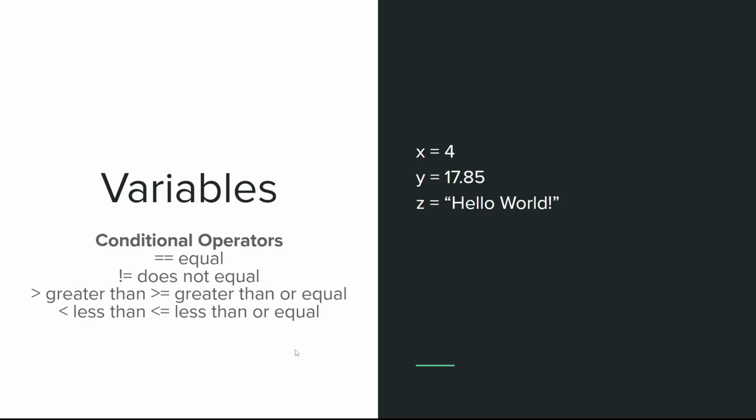Okay, so just to make sure I get it correct, integers and floats are about numbers, whereas a string could be any kind of character. It could be a number, or a letter, or a symbol, or something else.